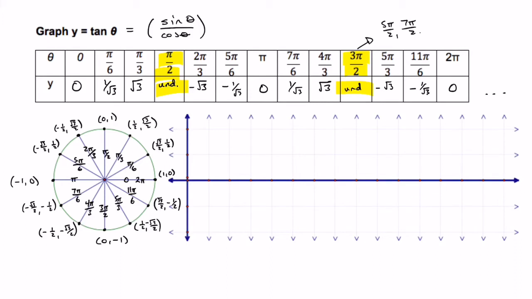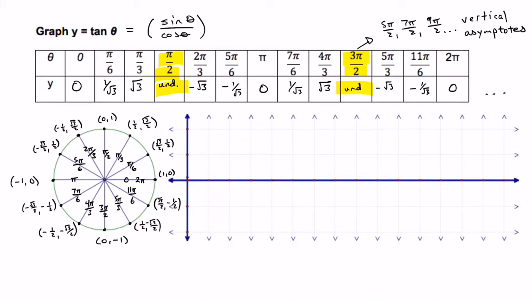It's worth noting the pattern in the asymptotes. There's a vertical asymptote at pi over 2, 3 pi over 2, and it just keeps on going with any odd numerator over 2. So 5 pi over 2, 7 pi over 2, 9 pi over 2, 11 pi over 2, 13 pi over 2. It just keeps on going forever. It's also important to remember that just because this stops at 2 pi, that doesn't mean our graph stops at 2 pi. You can just keep on going around the unit circle to find more values if you want.